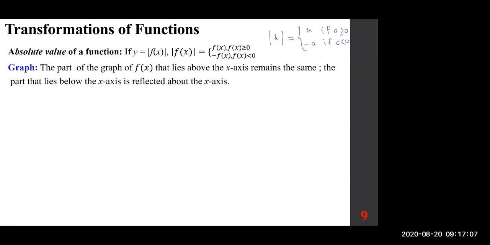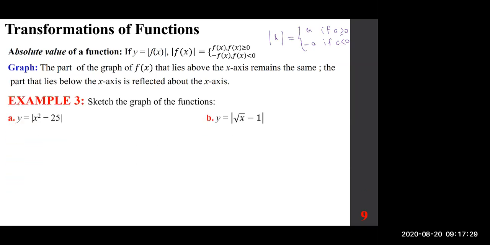So how do we graph the absolute value function? There are two parts to it, or there may be a bunch of parts. The part that is above the x-axis remains intact, nothing changes. The part below, however, will flip over. So here's what's going to happen.